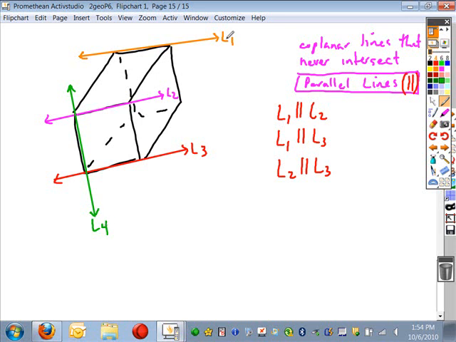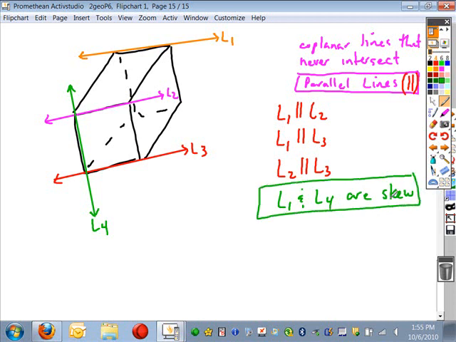Okay. But what about lines 4 and 1? Are those parallel to each other? No. But do they ever intersect? They're never going to intersect. Can you contain them in one common plane? No. So if something is non-coplanar, if it's never going to intersect and it can't be contained in the same plane, then it's called skew. Okay, so lines 1 and 4 are referred to as skew. And skew just means non-coplanar lines.